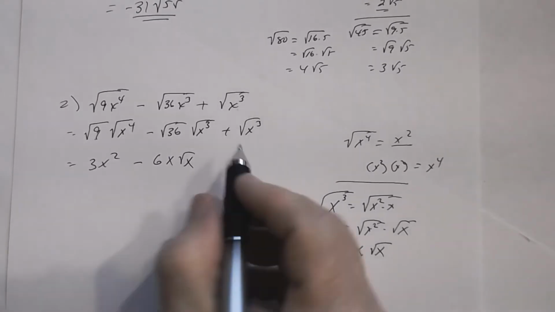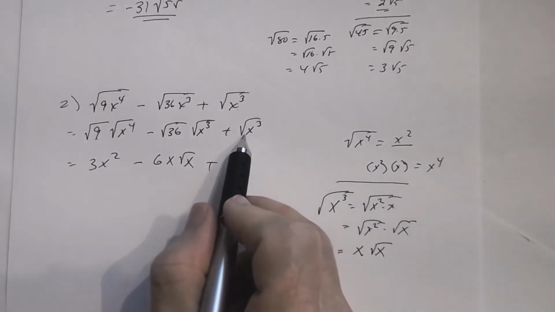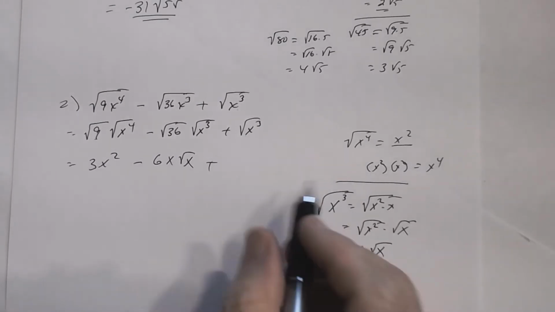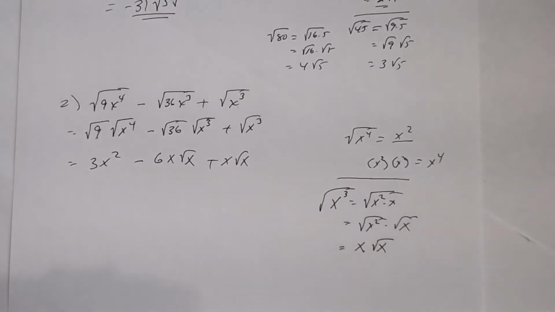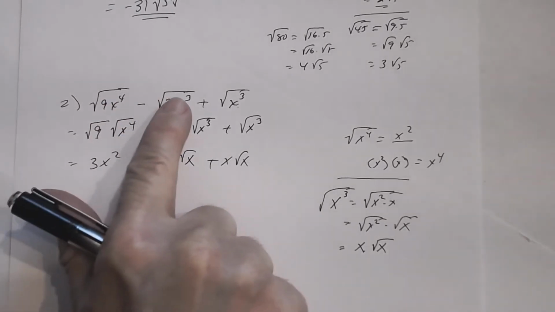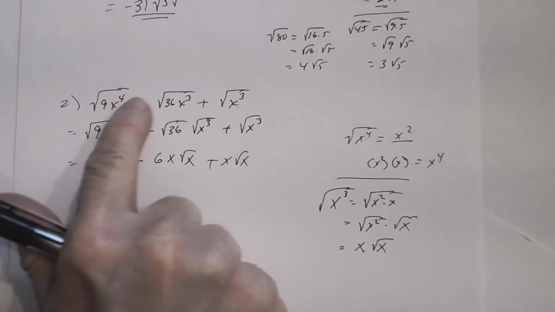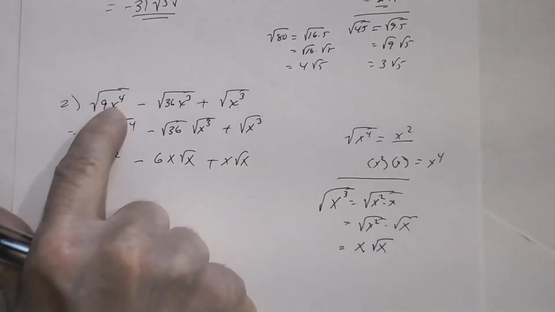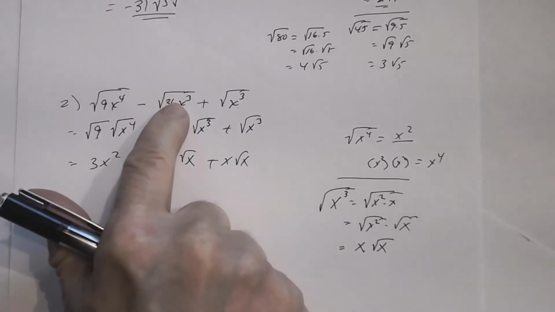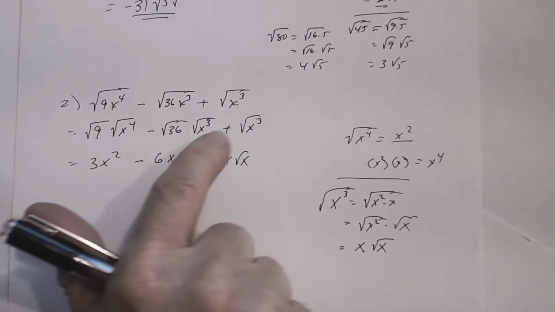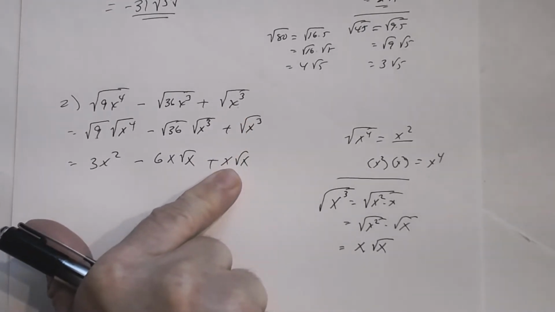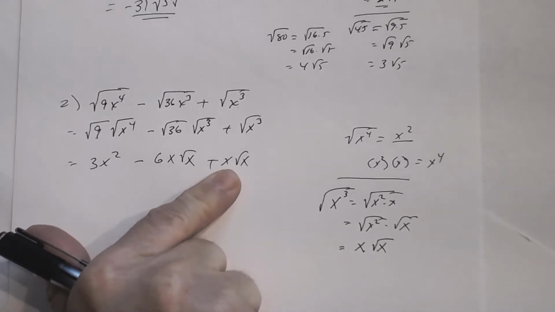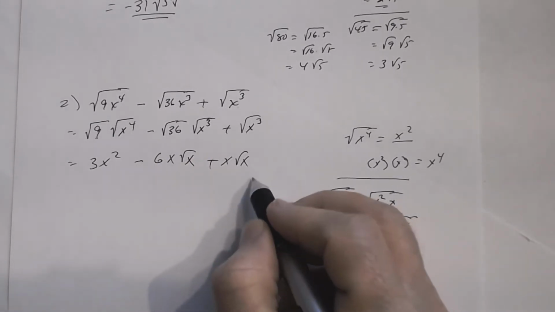And then plus, and then we already dealt with this, that's this right here. So x square root of x. Okay, so that's where I'm at. Notice I simplified all 3 radicals. This radical simplifies to this. This term simplifies to this. This term simplifies to this. Now let's combine like terms.